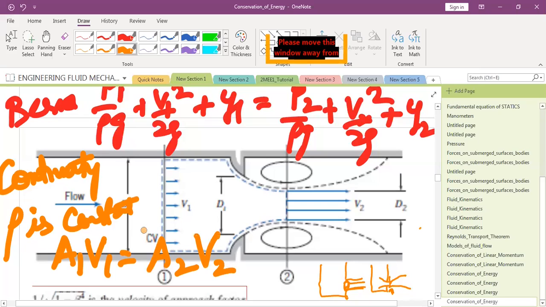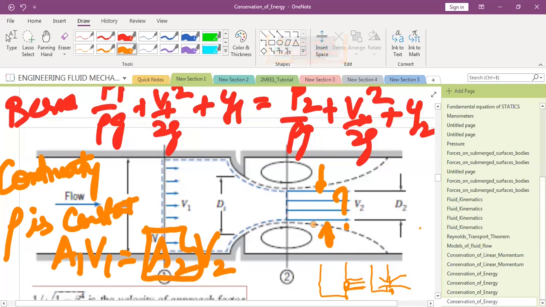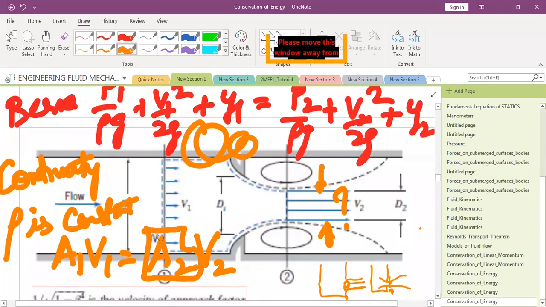Do you know A2? Do you know this area? Do you know A2 or not? Anyone? No sir. You don't know A2. So whatever comes out of this expression, what is the problem? Everything is in terms of A2, which itself is unknown. Are you clear?